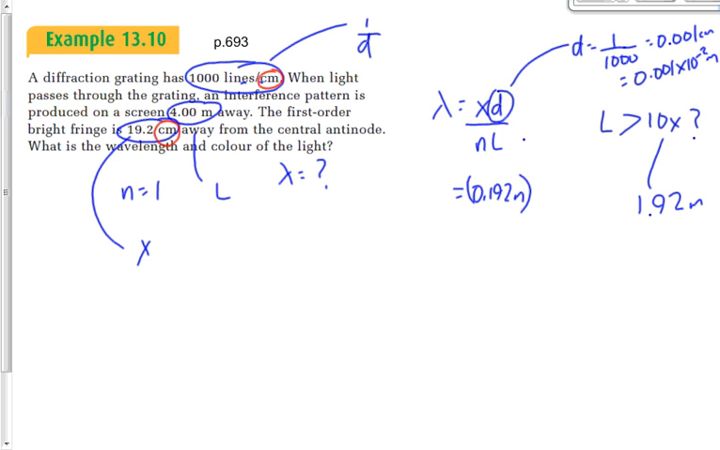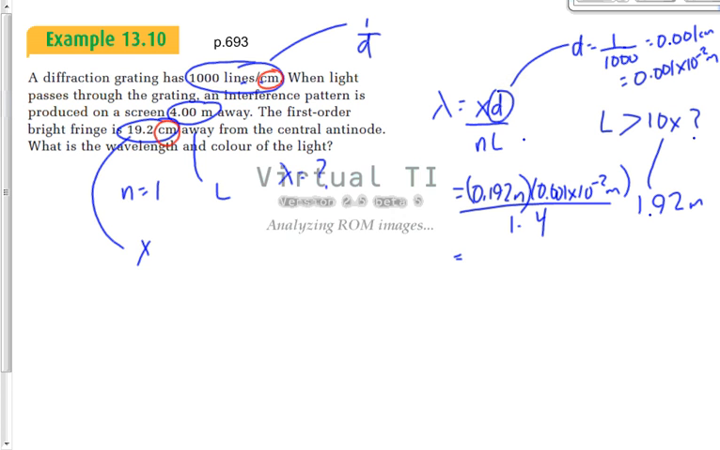So get the centimeters on the top and then convert it to meters. And we said n was 1. Okay, that's good. I'd like to have number 1 on the bottom. And then, of course, L on the bottom is 4. So let's do this one as a group here.